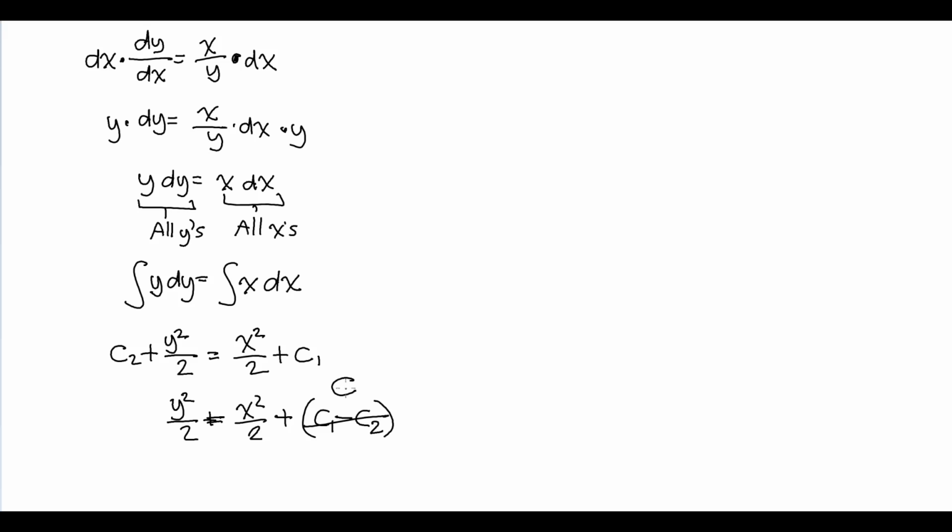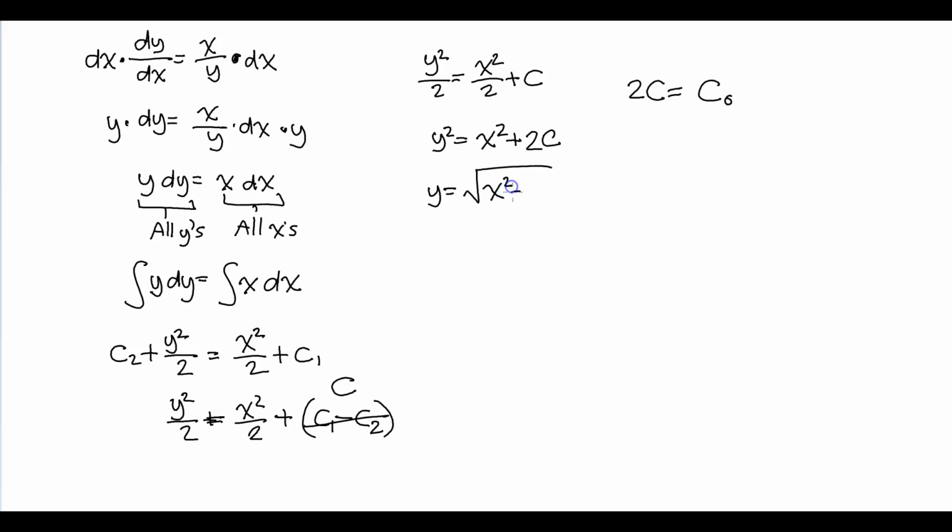So you have y squared over 2 equals x squared over 2 plus c. If you multiply by 2, we get y squared equals x squared plus 2c, and 2c equals some other constant, we'll call it c0. This is why I usually don't apply the operation to c, since that usually results in yet another constant. Now you can take the square root: y equals the square root of x squared plus c0, or just c, a constant of integration.